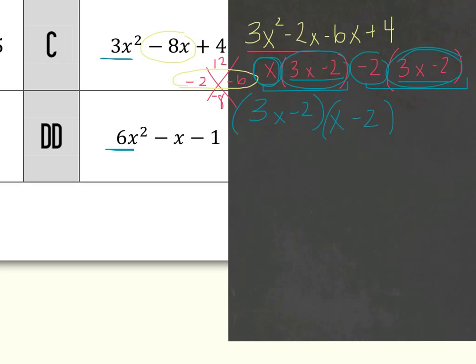Now, we want to check this. We want to make sure that we actually have the right answer. So we do have a 3x squared. That works there. I have negative 6 minus 2, which is my negative 8. And then I have positive 4, which is my positive 4. So I'm good. All right, we are on to our last little one here.